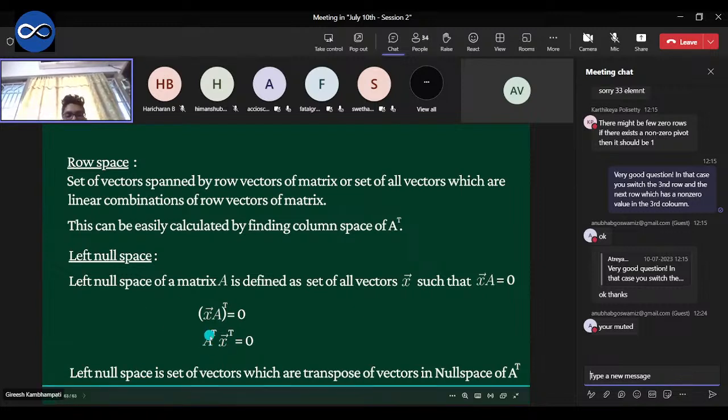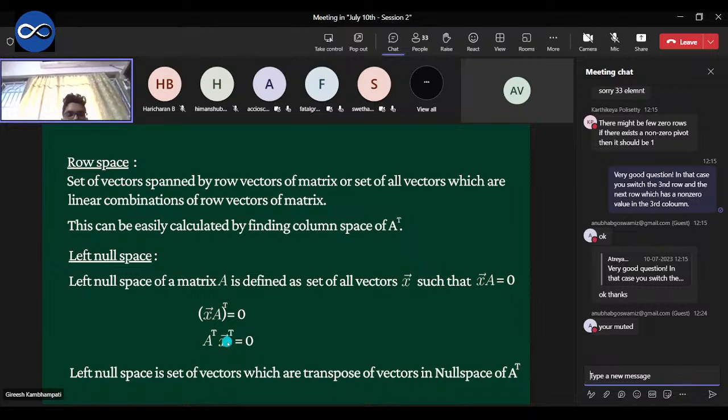So let us assume A transpose is the given matrix. Now, the given matrix into a vector is equal to 0, which means that x bar transpose is present in the null space of A transpose. So left null space is the set of vectors which are transposes of the vectors in the null space of A transpose. Like A transpose into x bar transpose is equal to 0.